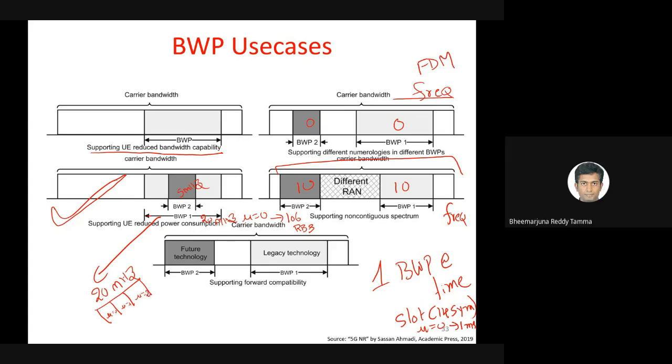But this case three is not that one. If you look very carefully at case three, bandwidth part two is a subset of bandwidth part one. What you are talking about is, I think, case two, where I am dividing my carrier bandwidth into two parts, and I can put numerology one here and numerology zero here. And if this is also available, I can put, let's say, numerology two here. That is the case that you are talking about, right? Yes, sir.